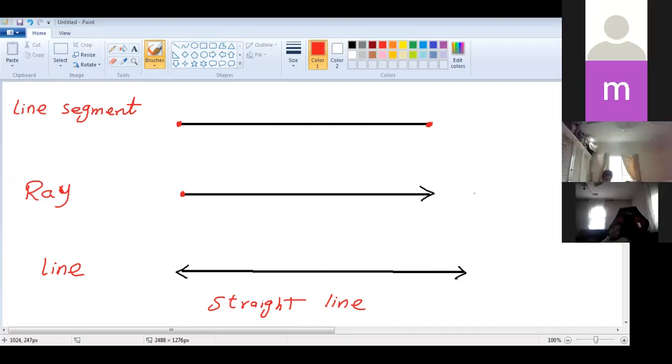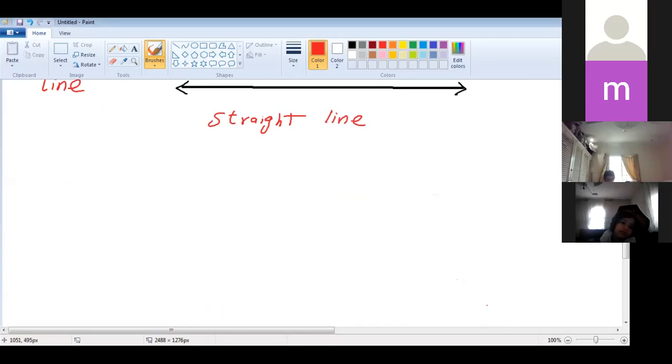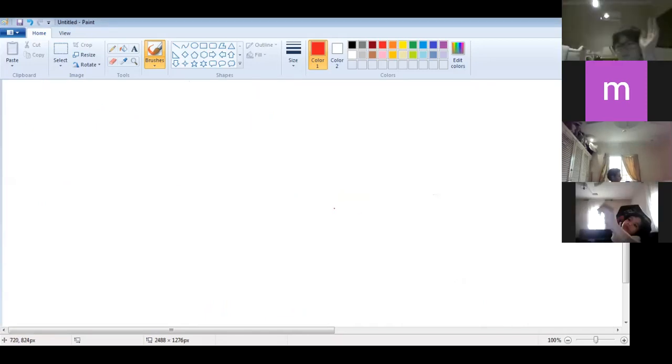Okay, so today's lesson is not about line segment, ray, or line. We're going to talk about the angle. The angle is like a union of two rays. Yes, Ibrahim.